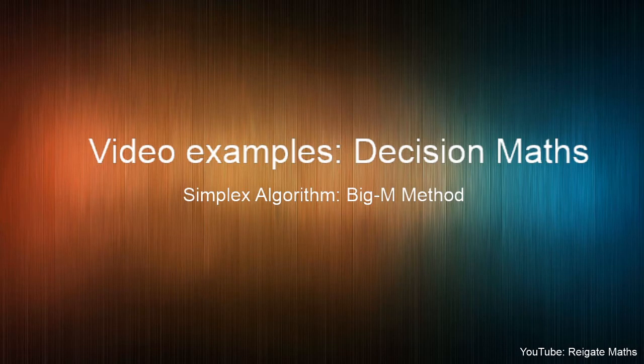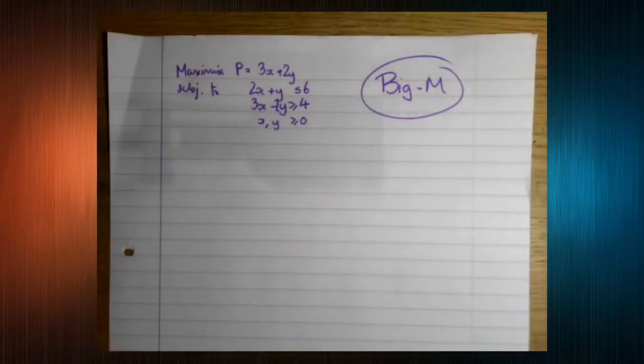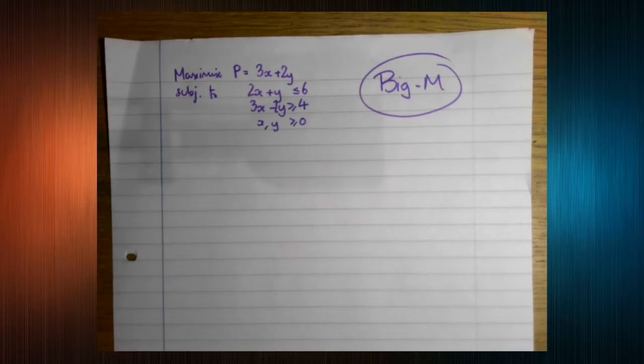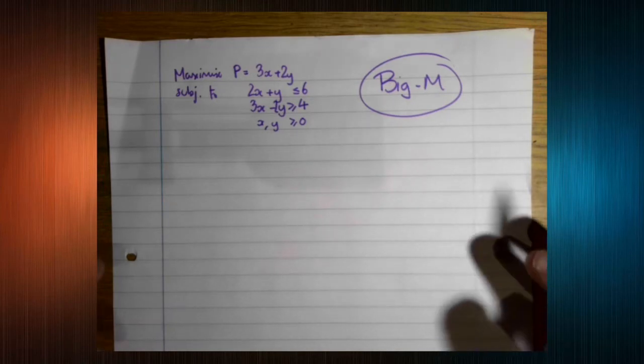This is for the Edexcel Decision Maths unit for the further maths specification. Today we're going to be looking at the Big M method for solving a simplex linear programming problem. So this is the problem we're going to be looking at today: maximizing P equals 3x plus 2y, subject to the constraints there.